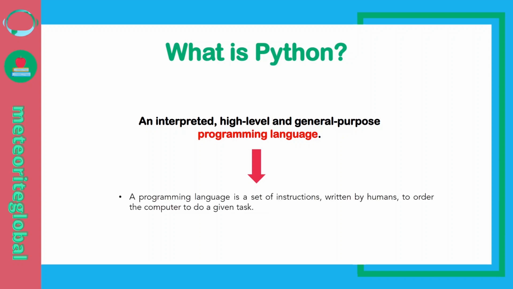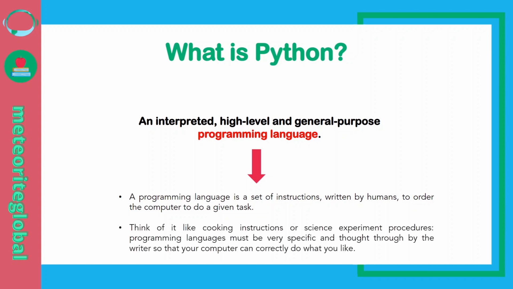A programming language is a set of instructions written by humans. Maybe in future, robots will also be writing some programs. It is used to order the computer to do a given task. That's to make it simple. Let's take an example of cooking instructions or a science experiment.